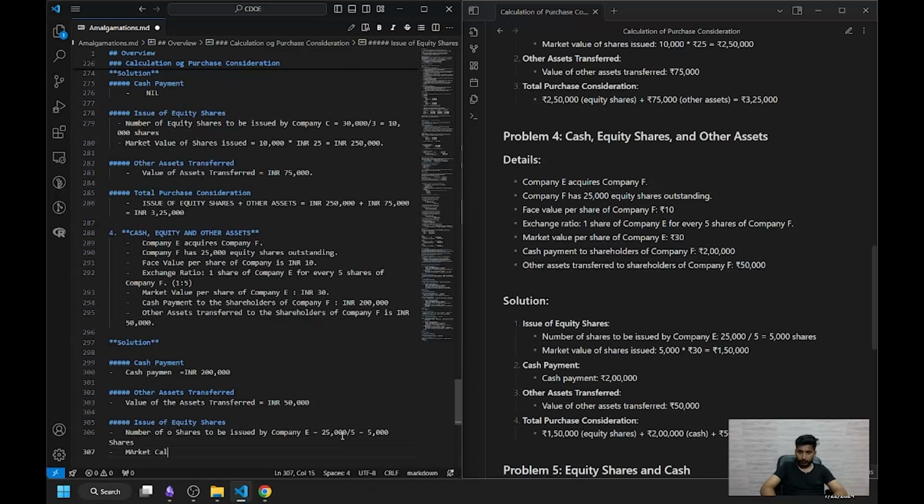And what is the market value of shares which has been issued? Is 5,000 multiplied by INR 30, which will be equal to rupees 1,50,000.